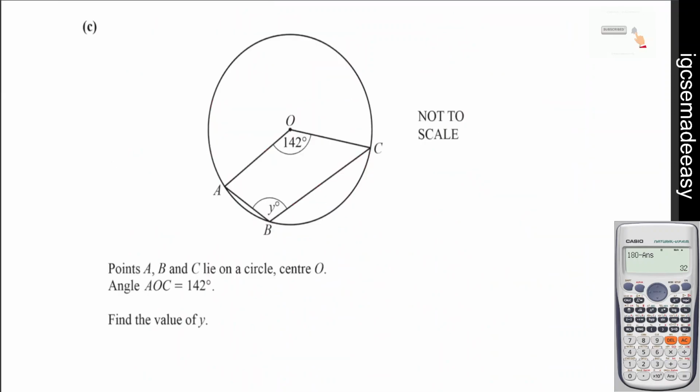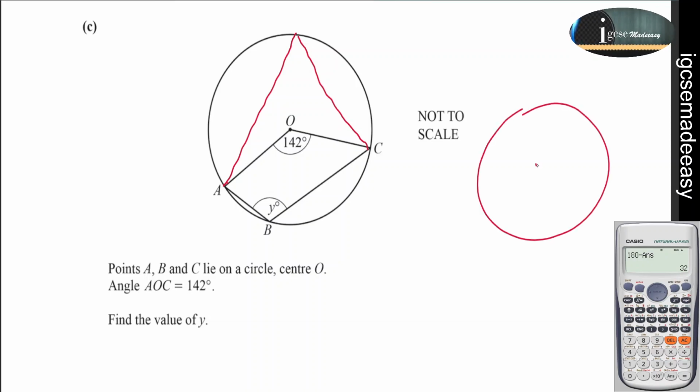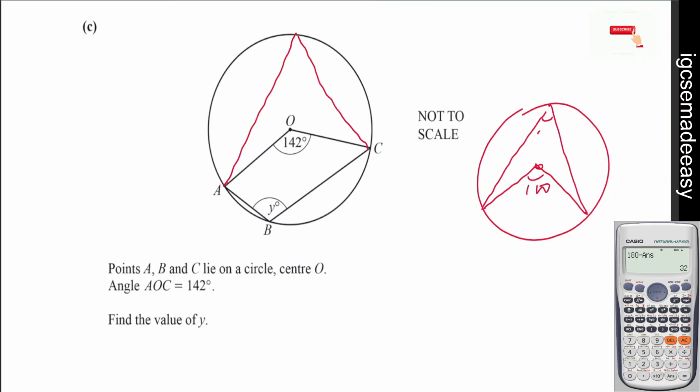So let's move on to the next part. Part C. Points A, B, C lie on the circle with center O. Angle AOC is 142 degrees. Find the value of angle Y. So we can draw like this and join like this. It is now very easy to identify the property that if an angle is drawn from the center, any other angle subtended is half of that. So if this is 100, then this angle should be 50. So if this is 142, then this angle should be half of that. 142 divided by 2 is 71. So this should be equal to 71.